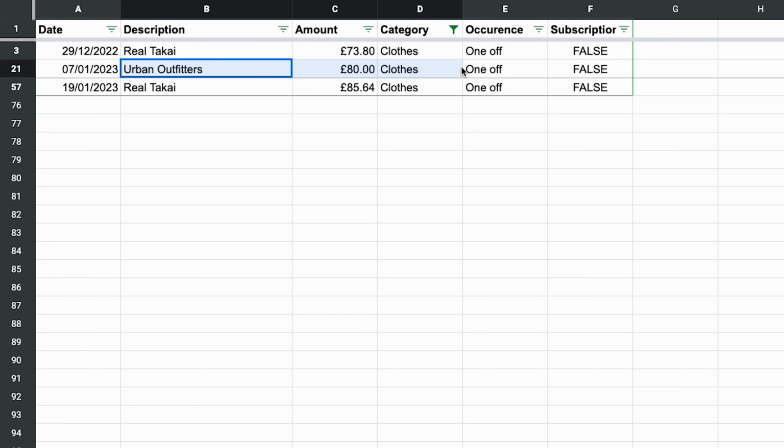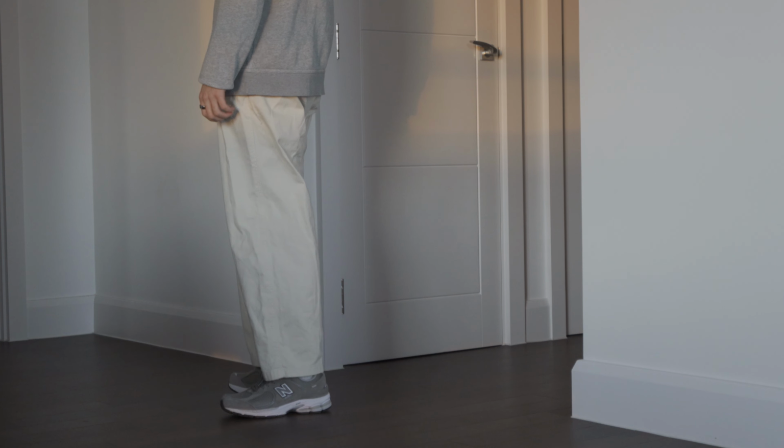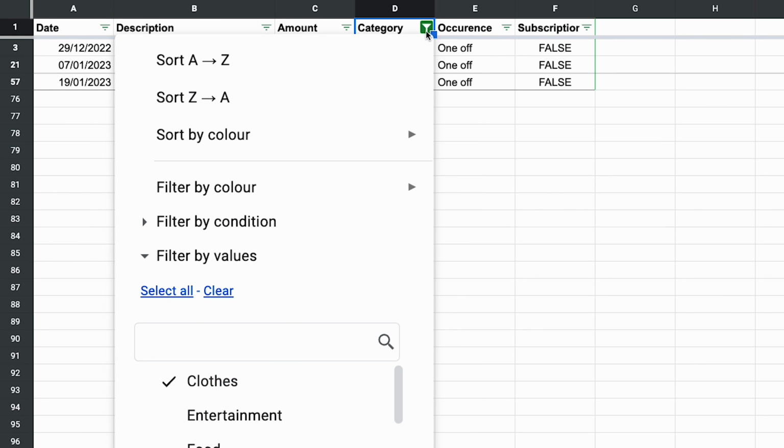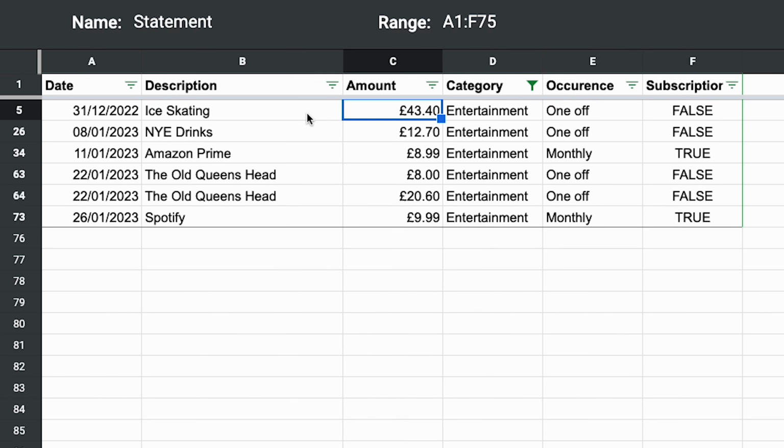And also bought some trousers from Urban Outfitters. But yeah, it's definitely not an expenditure that I make every single month. Probably once every couple years, I'll get some new trousers. And then what do we have next? We have entertainment. So I bought, I think this is 2 ice skating tickets.